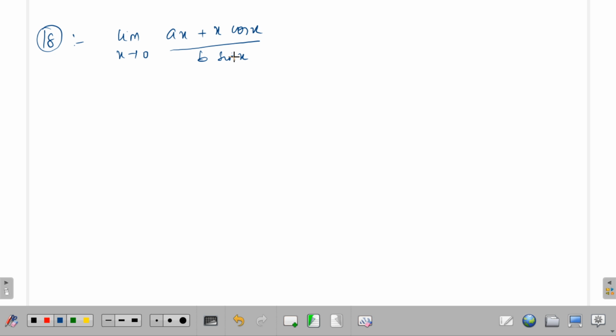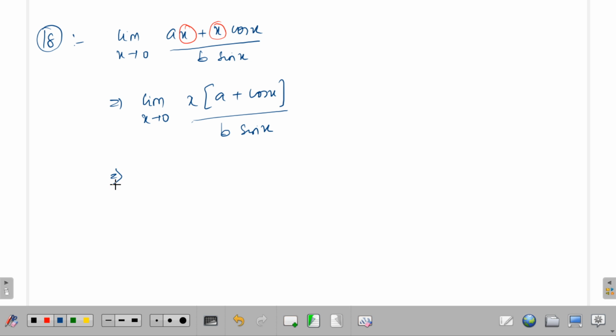Now over here I got so many terms. If I happen to put the value for x to be 0 at the denominator, I'll get here sine 0. Sine 0 is nothing more than 0, and as I said, I don't need 0 at the denominator. So what can I do with this one is, I got here limit of x tends to 0. I'm simply gonna take from the numerator x common. Okay, so if I take x common, I'll get the answer a plus cos x divided by b sin x.